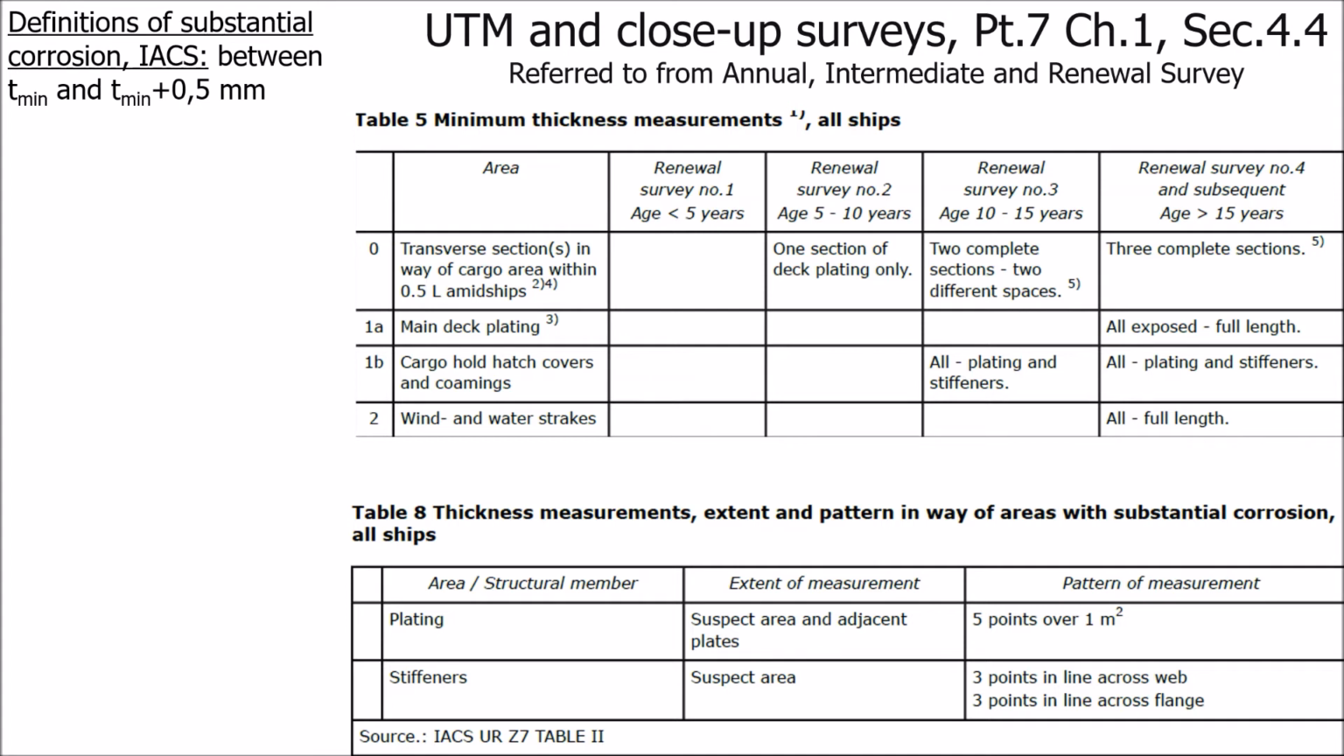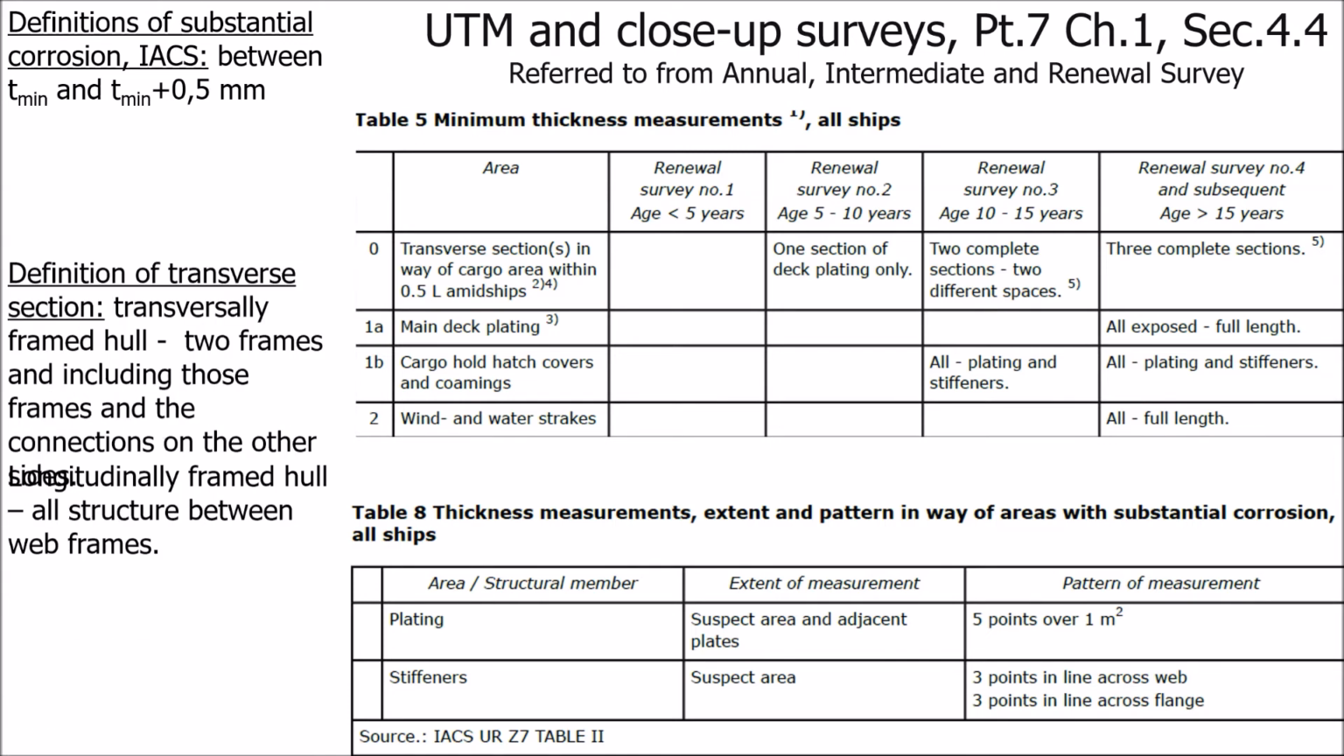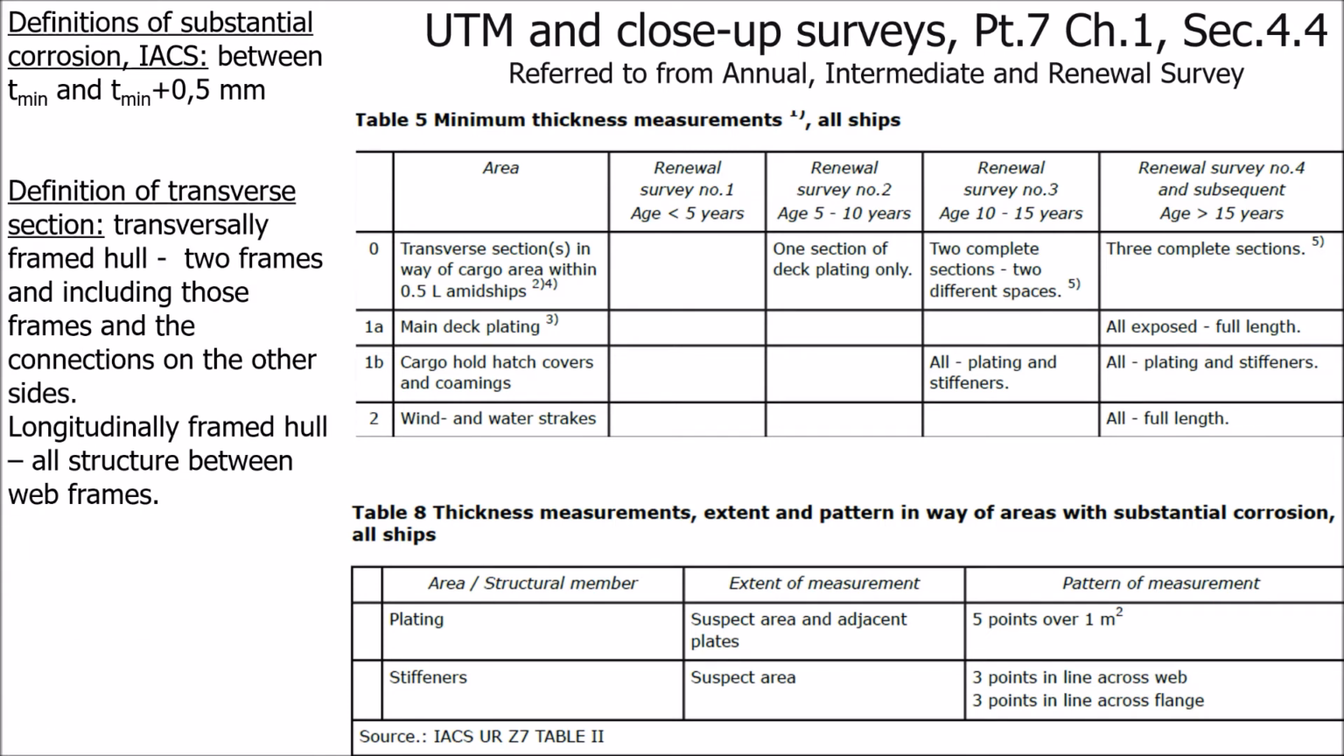So what is substantial corrosion? We can see in the next table, Table 8. Well, that is between the minimum allowed thickness of the plate and the minimum allowed thickness plus 0.5 millimeter. So it's just about to be too little material here. Then it's substantial corrosion, and there should be a close-up survey of this. And the transverse section here is what?